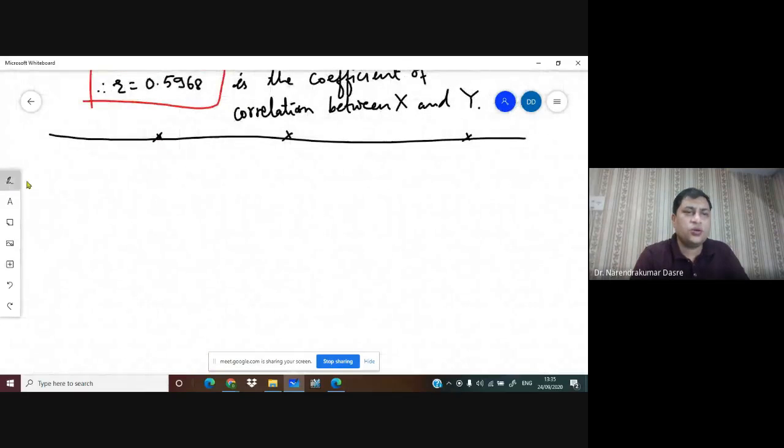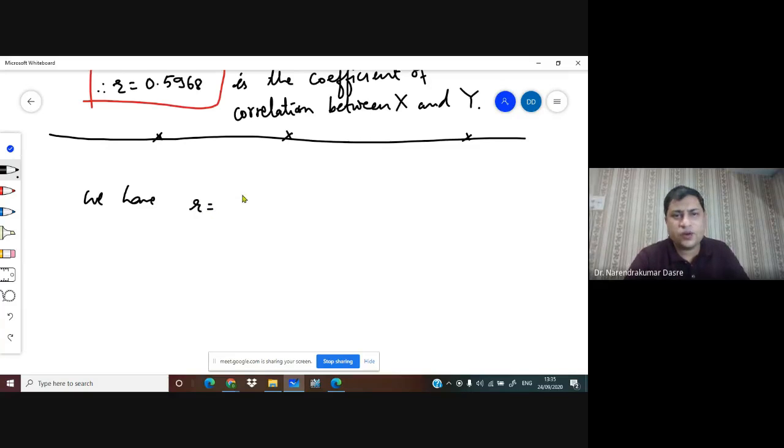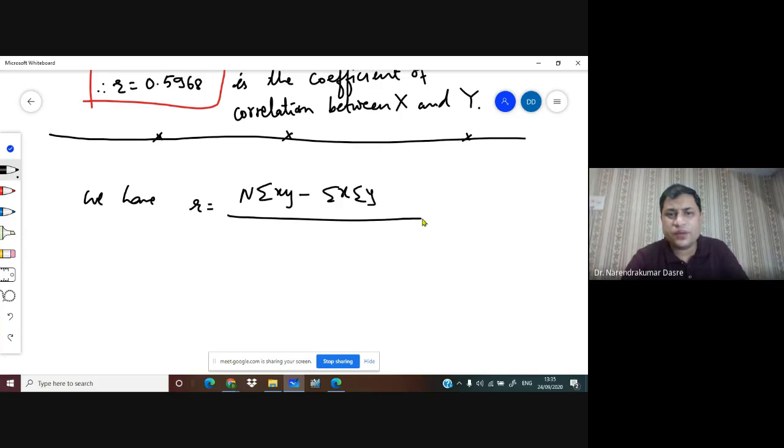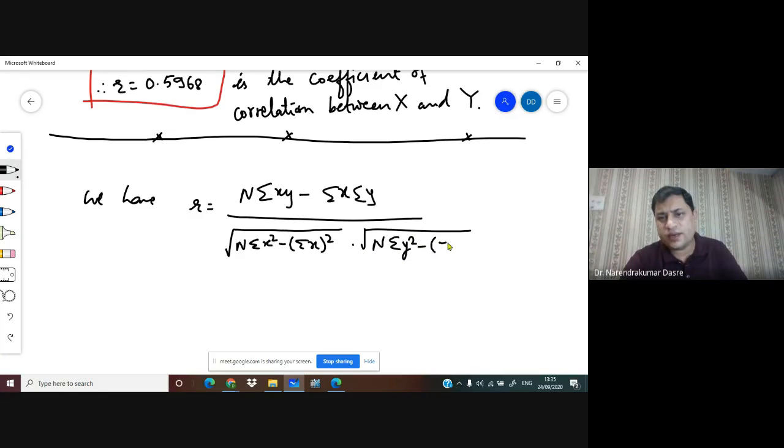Okay, so what we have is R is equal to n times summation xy minus summation x into summation y, upon the square root of n times summation x square minus summation x, bracket square, and here we have the square root of n times summation y square minus summation y its square.